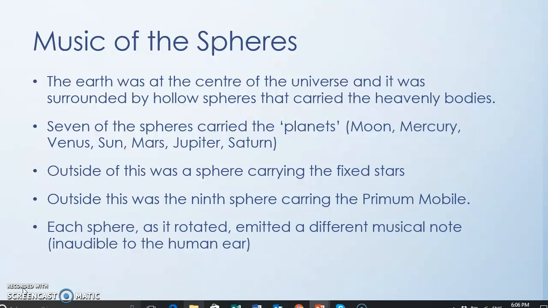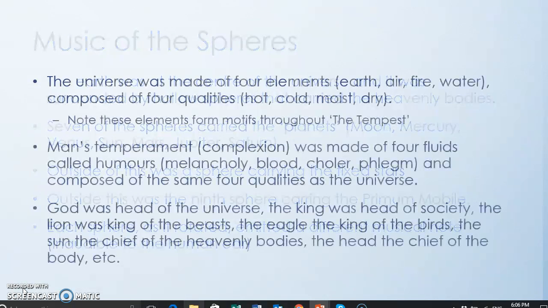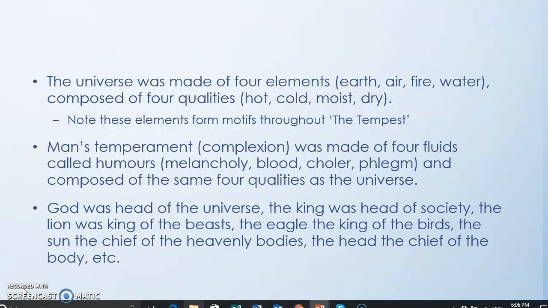There is the idea, I think we might be able to go back a slide. The universe was made of 4 elements: the earth, the air, the fire, and the water. And these motifs all appear within the Tempest. Man's temperament, or his complexion, was made of the 4 fluids called the humours, which were melancholy, blood, choler, and phlegm, and composed of the same 4 qualities as the universe: hot, cold, moist, and dry.